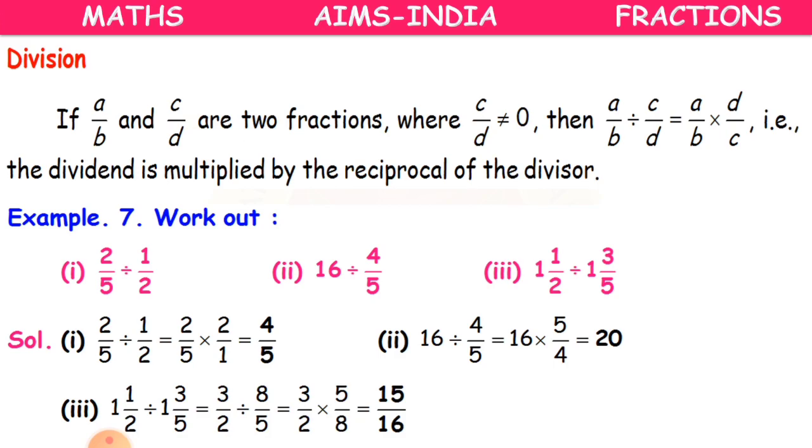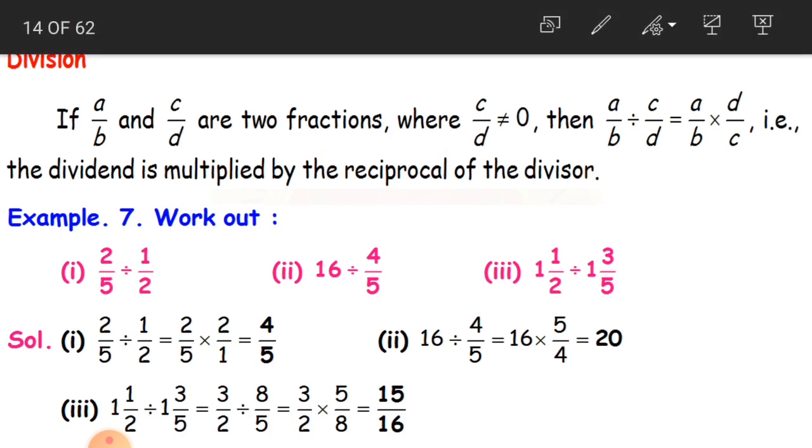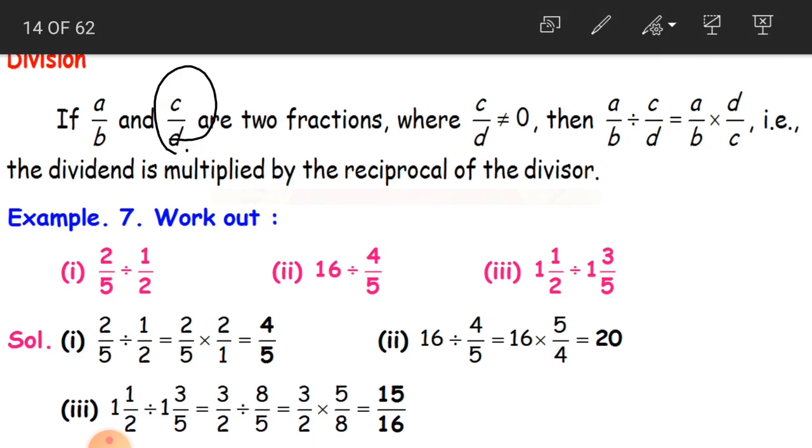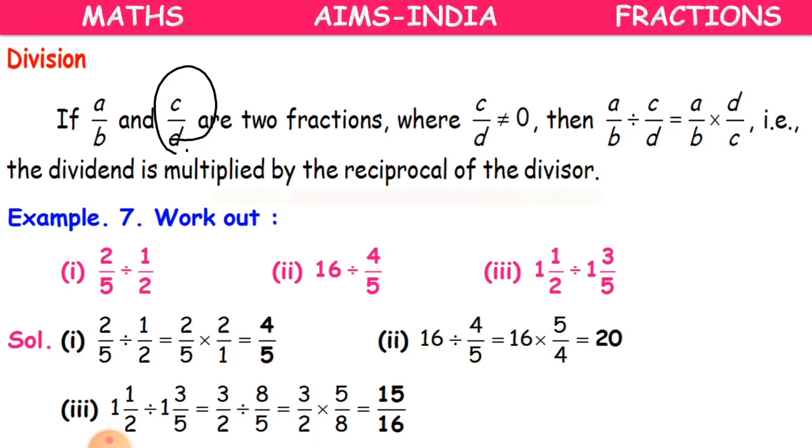Division. Now we learnt about reciprocals, right? Reciprocals are very important for us to understand because they are used in division of fractions. Let us see. If a by b and c by d are two fractions where c by d is not equal to 0, yes, the fraction should not be equal to 0, then a by b divided by c by d is equal to a by b into d by c, that is, the dividend is multiplied by the reciprocal of the divisor.